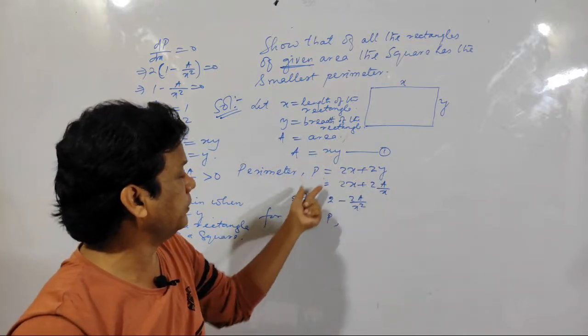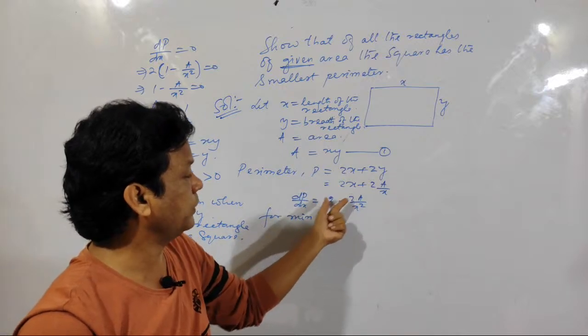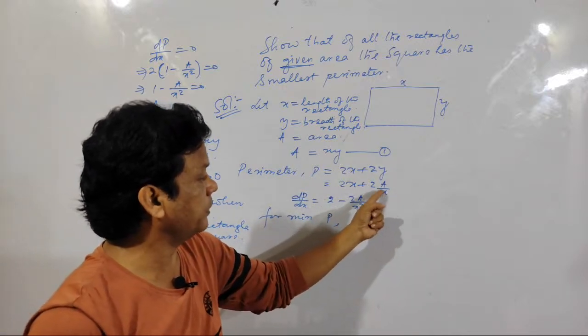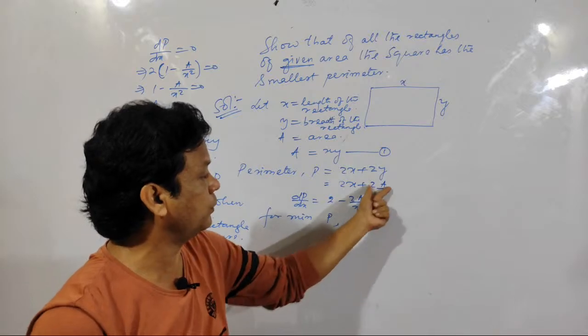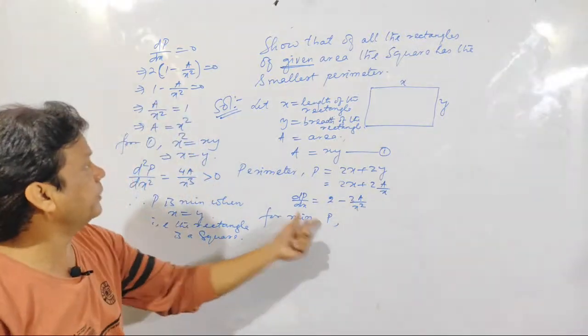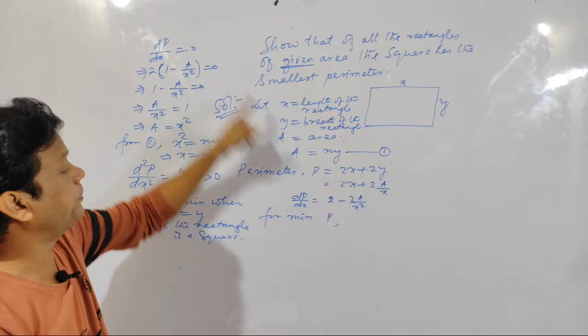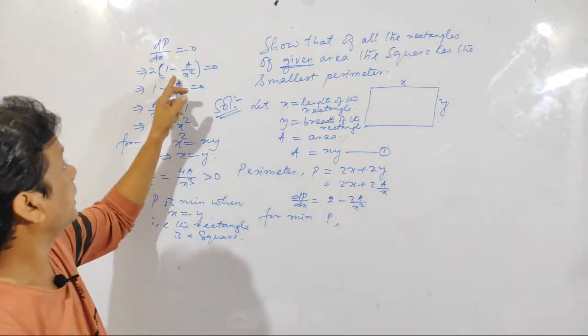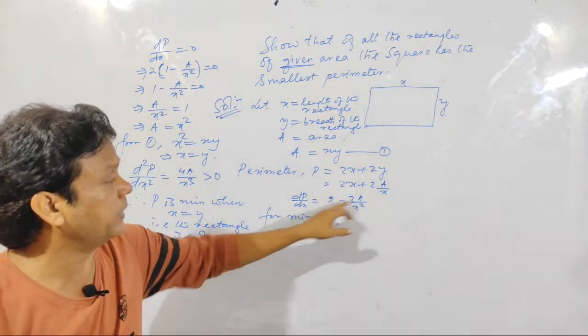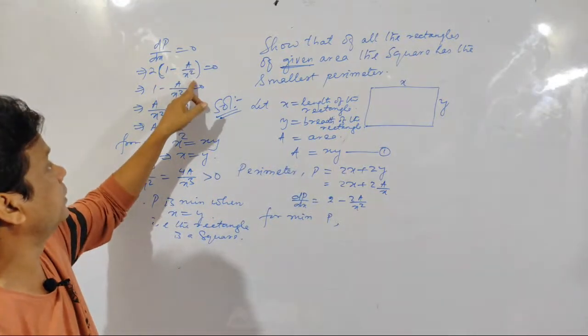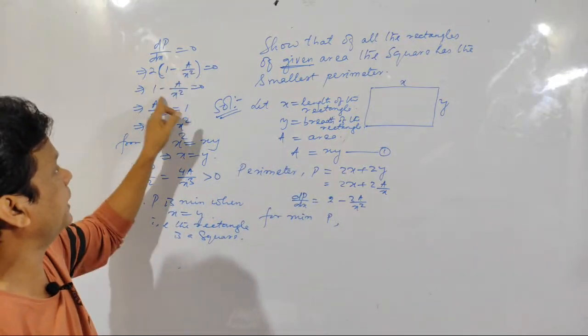Clear? And what is the derivative? dP by dx is equal to derivative of 2x is 2 and derivative of 2A by x is minus 2A by x square. A is constant. So for minimum P, the derivative must be equal to 0. dP by dx must be equal to 0. Take 2 common. It will be 1 minus A by x square. So 2 cannot be 0. So 1 minus A by x square equal to 0.